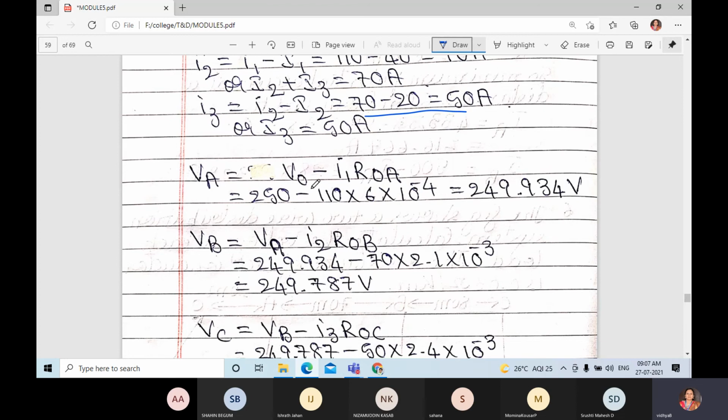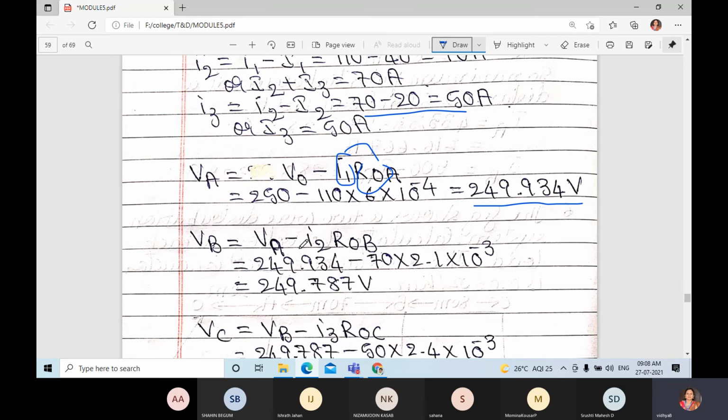Next, VA is equal to V0 minus I1 into ROA. That is the voltage of that particular point minus the voltage drop between that section. So how should we find the voltage drop between that section? From O to A, what is the voltage drop? The current is I1 and the resistance is ROA. Just multiply, and you'll get 249.934 volts.